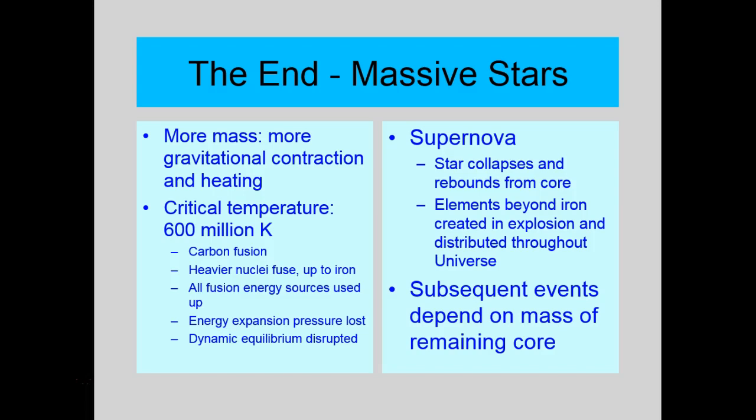If it goes that high, now, rather than becoming a white dwarf, where the carbon just fizzles on out, now you have carbon fusing to heavier and heavier elements, okay? The heavier nuclei fuse, and they keep fusing up until you get to iron. Now, there's something about iron on the periodic table that it doesn't naturally fuse past iron.